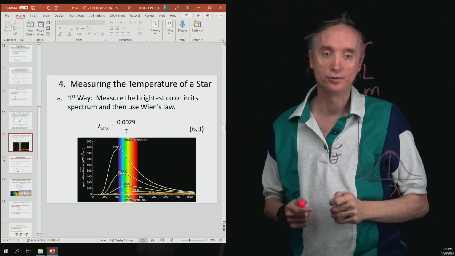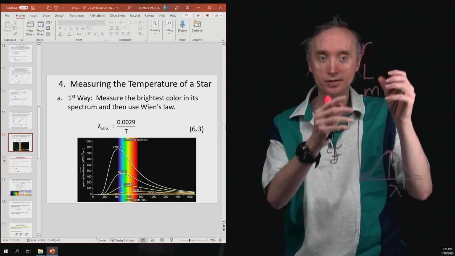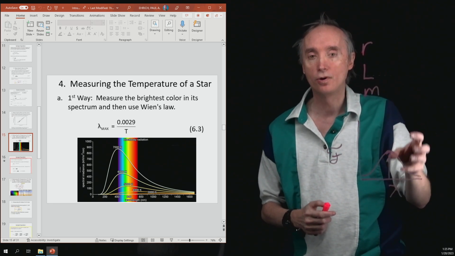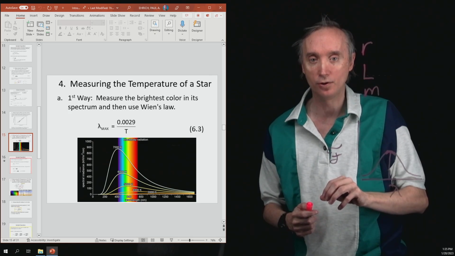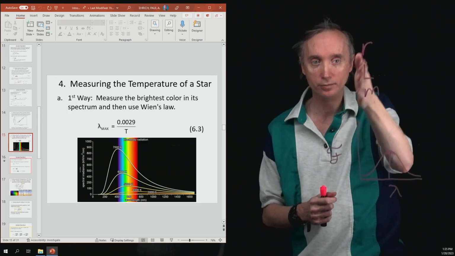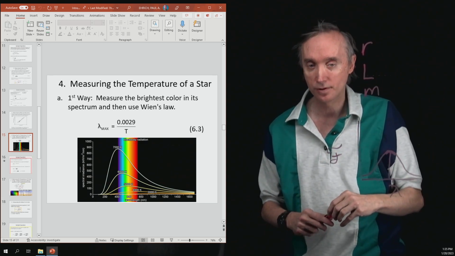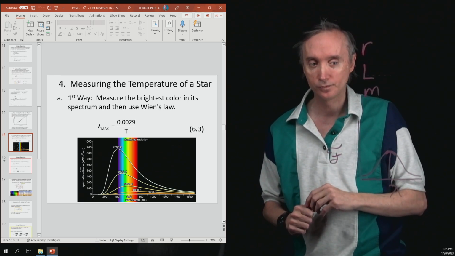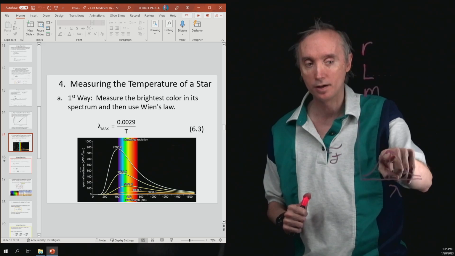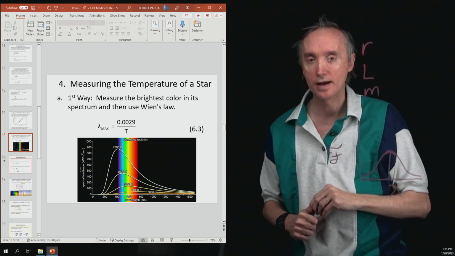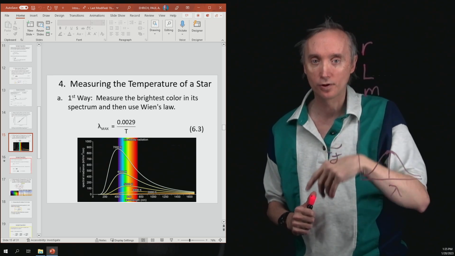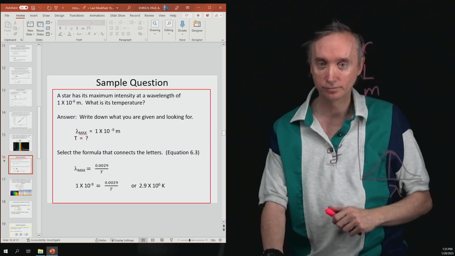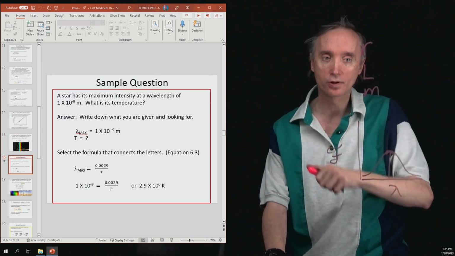So all we've got to do is, with our telescope, we point it at the star that we're interested in, and we put either a prism or a diffraction grating on the telescope. And then what that does is it gives you the rainbow of colors being produced by that object. And then we look for the brightest color. So the brightest color is going to correspond to that lambda maximum. And then we plug it into the formula, and now we can measure its temperature. Well, before we do that, let's do a worked out example.